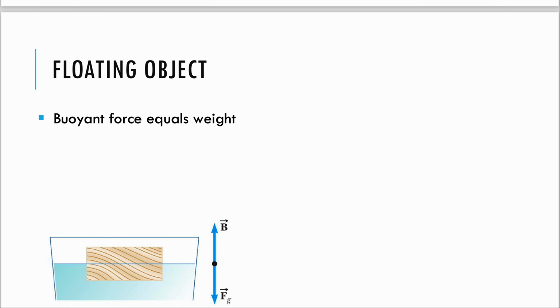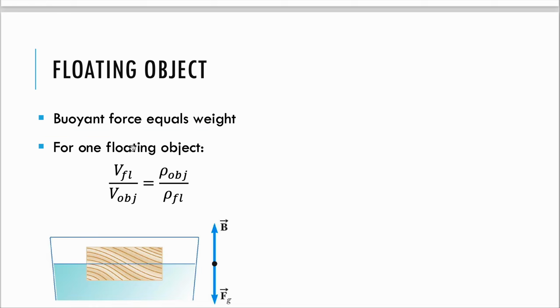And now finally, for a floating object, what do we know? We know that the buoyant force equals the weight. They balance each other out. This actually gives us this special equation that is valid when you have one floating object. The volume of the fluid displaced divided by the volume of the object is equal to the density of the object divided by the density of the fluid.